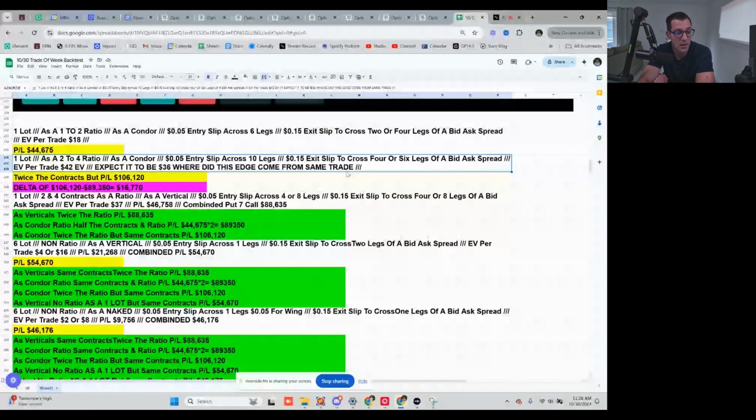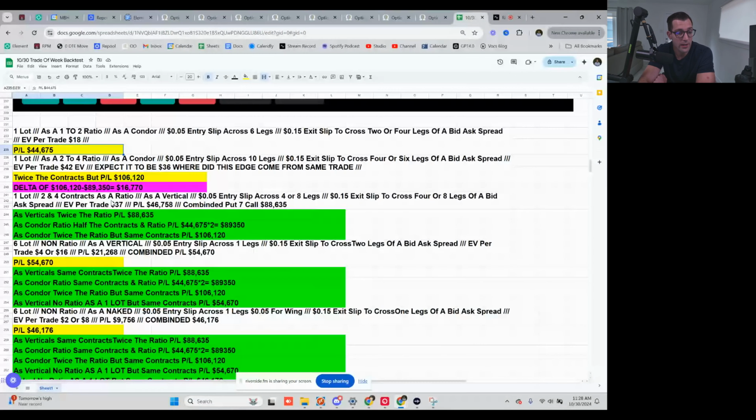Now, all of a sudden, when we do twice the contracts, we have $106,000 P&L as opposed to 44. To show you, 44 times 2 would be 89,350. We've created $16,770 of positive value from basically a false assumption.